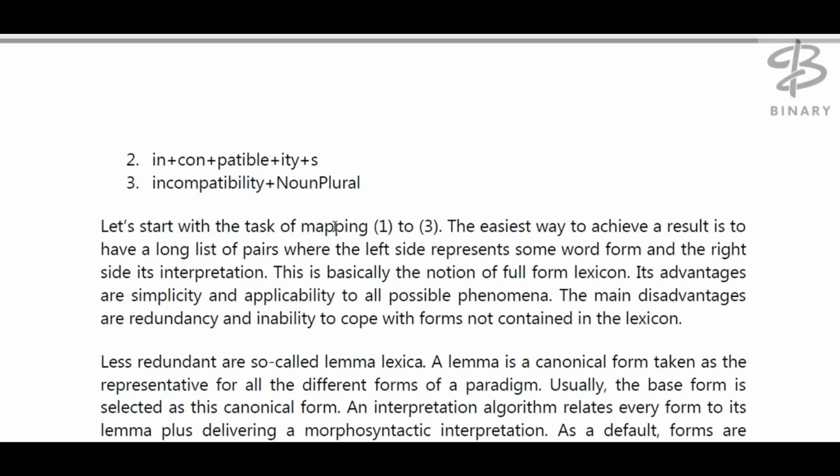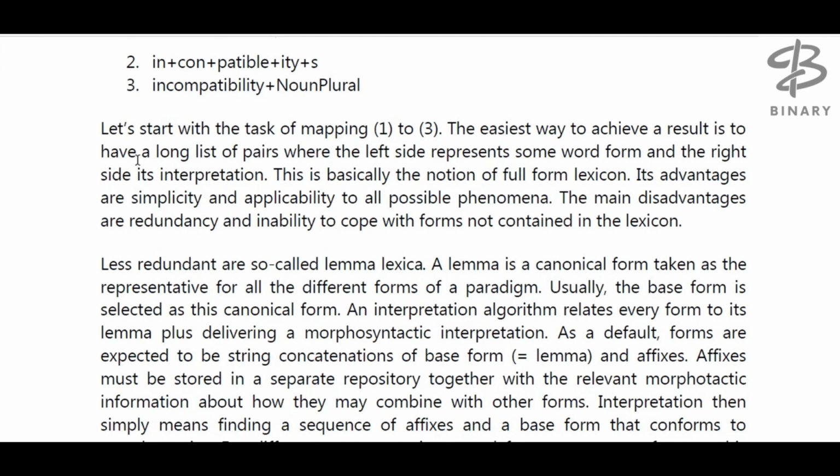So let's take the task of this mapping from 1 to 3. The easiest way to achieve a result is to have a long list of pairs, ठीक है, where the left side represents some word form, and the right hand side is its interpretation, ठीक है। तो ये आपका है. So this is basically the notion of the full form lexicon.